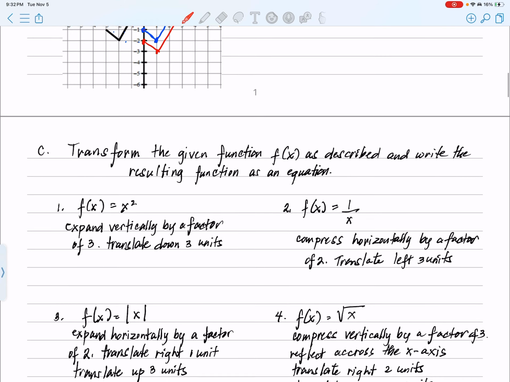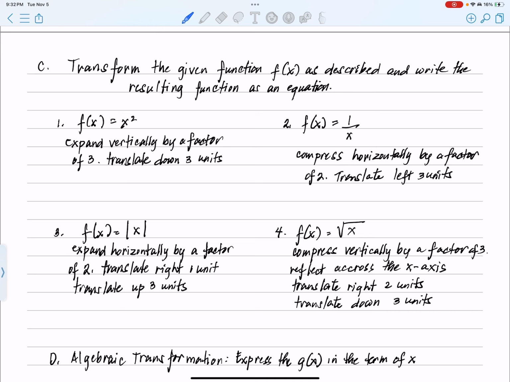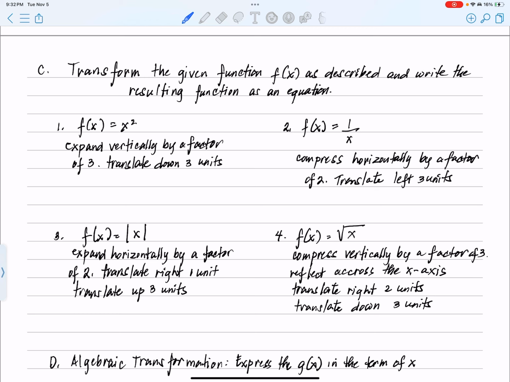Okay, let's do this. Transform the given function f of x as described and write the resulting function as an equation. Okay, I'm gonna change color. So the f of x is equal to x squared. So I think this is the quadratic formula. So we have g of x.